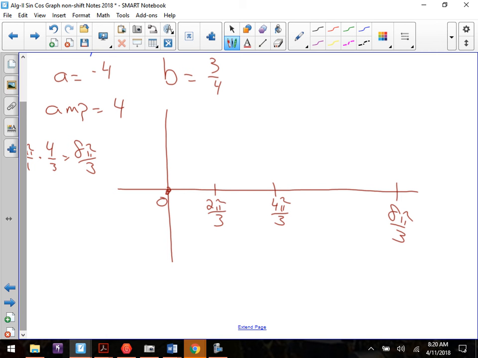So this is real tough now. See if you can find the pattern. 2/3, 4/3, something thirds, 8/3. You're so close. So 6/3 would be 2 pi.